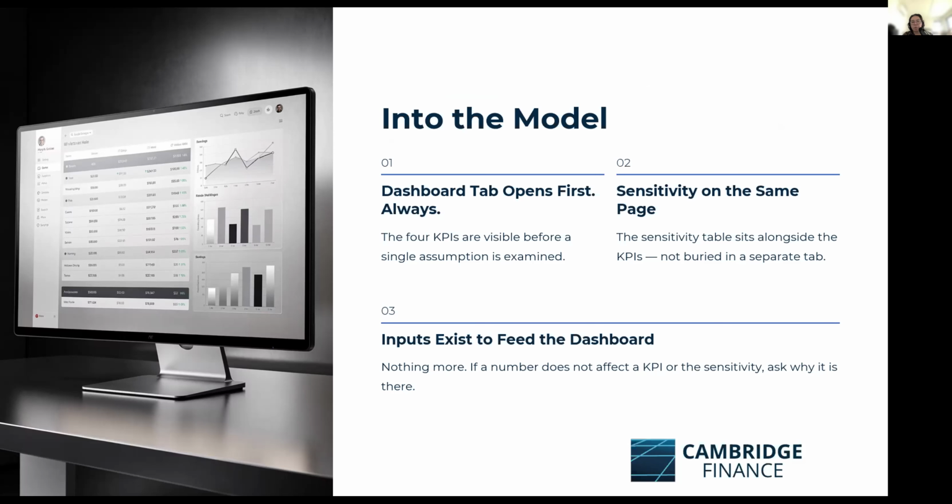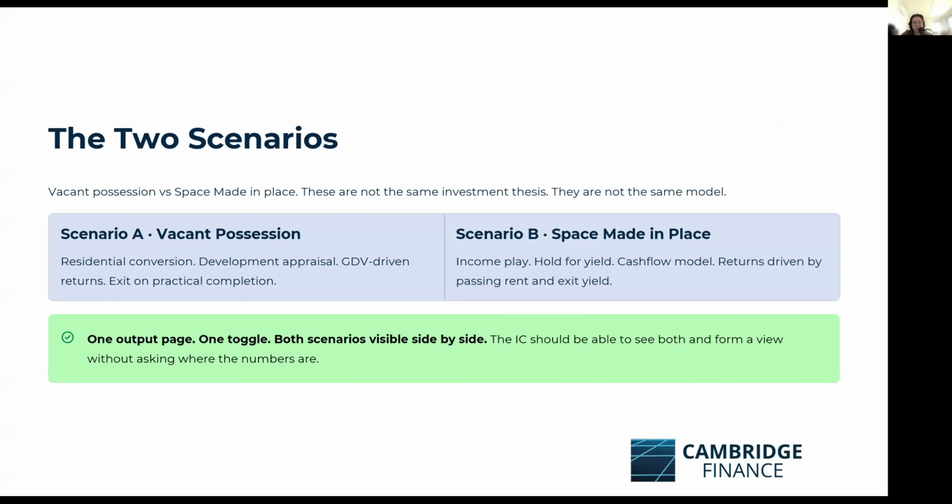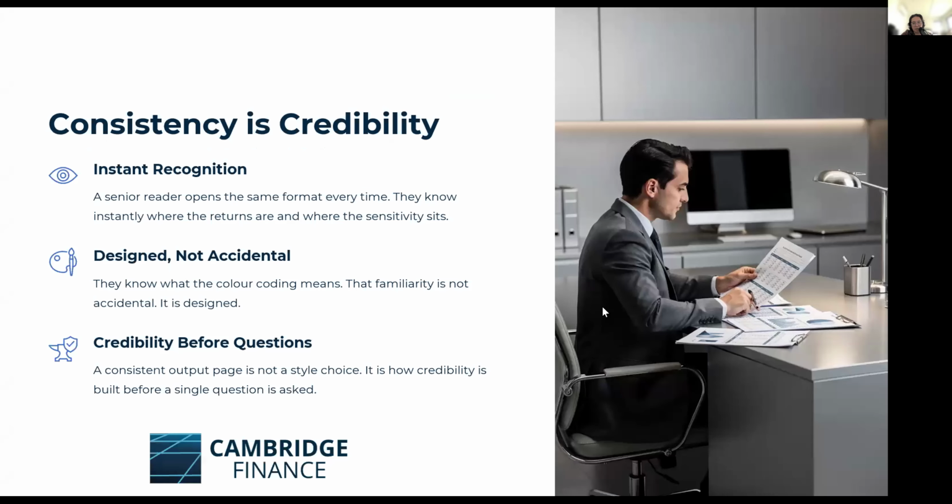So when you're building the model, make sure that you start with the output first, the dashboard, and then work from there. Then have a very good sensitivity analysis in there, and everything else is noise, really. So you should stick to what you know. The two scenarios are vacant possession, which we play around with, and scenario B, which is keeping things as they are and they're not doing great. So that's not an option, I would say.